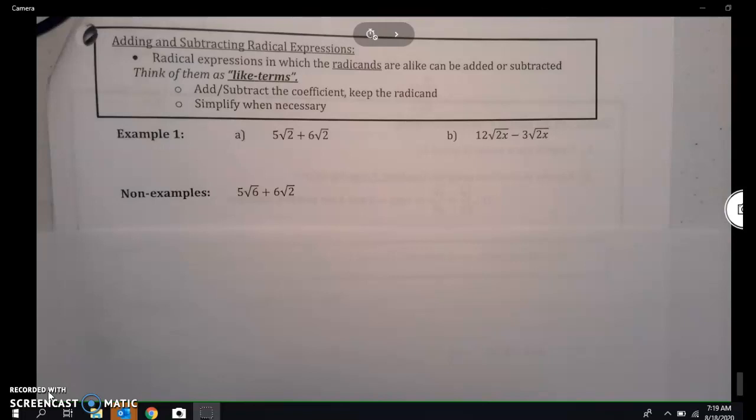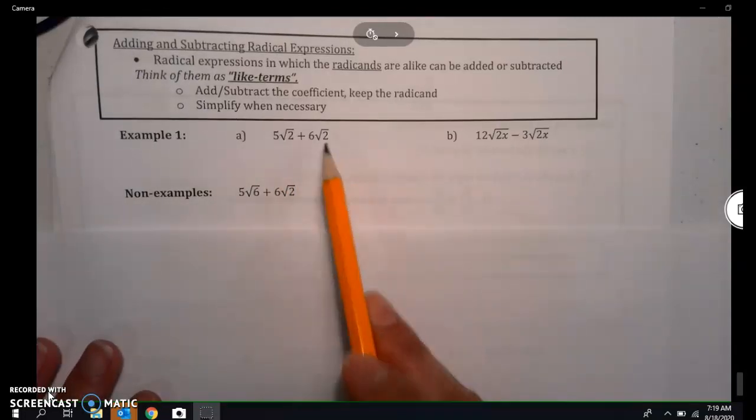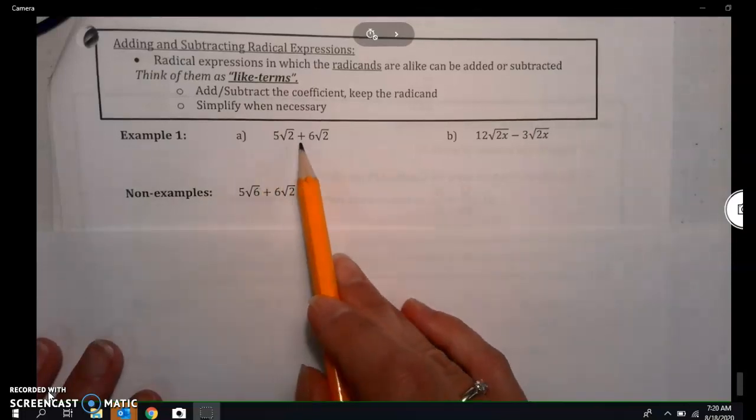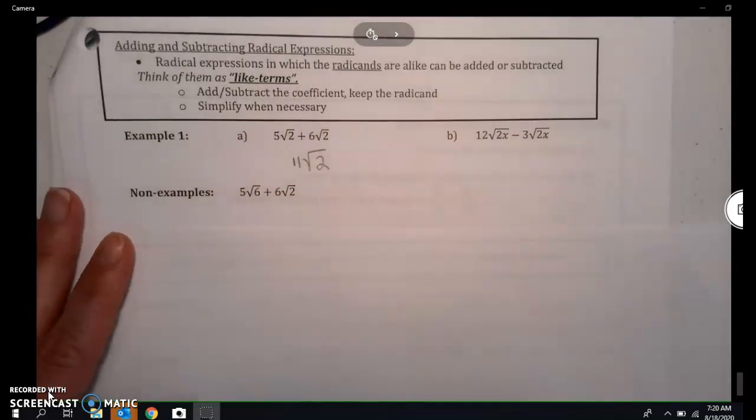Now with adding and subtracting radical expressions, the radicands have to be the same, so like terms. You can add or subtract the coefficients, and then you just keep the radicand, and you always simplify. So it's kind of like when you have x. If this was 5x plus 6x, you would call it 11x. It's kind of the same thing. 5 rad 2 plus 6 rad 2 is just 11 rad 2. This one cannot be simplified, so that's the answer.